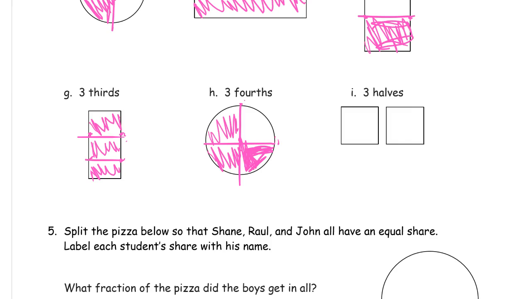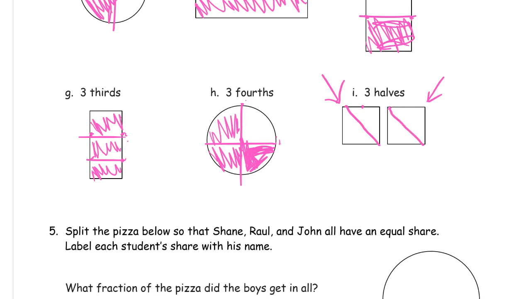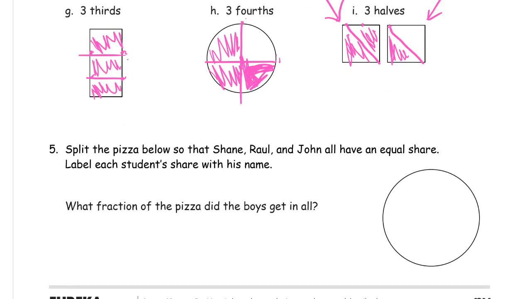And 3/2. Well, how do you have 3 halves? It takes 2 halves to make a whole. Well, I have a whole here and a whole there. So I have 2 wholes. So here's what you have: I'm just going to make these into halves. And I'm going to go corner to corner for that. There. And now I'm going to shade in 1/2. There's 2 halves shaded in. And now there's 3 halves shaded in. That's how you do 3 halves. Once you have everything in halves, just start counting the halves till you have 3.